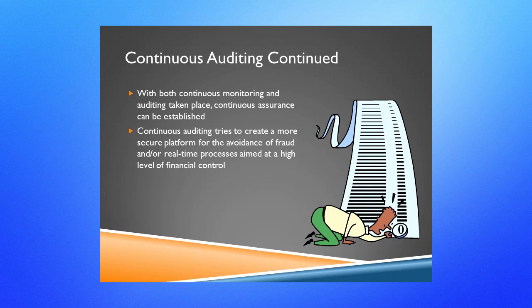Continuous auditing is a methodology that allows the independent auditors to provide written assurances on a subject matter, and they can contain the results of the continuous monitoring as a part of their auditing process. With both continuous monitoring and auditing taking place, you get what we can call continuous assurance, and that's something good to have established. Continuous auditing tries to create a more secure platform to be able to avoid fraud, especially if people know that there is an ongoing auditing process. It's meant, in some ways, as a discouragement against fraud.